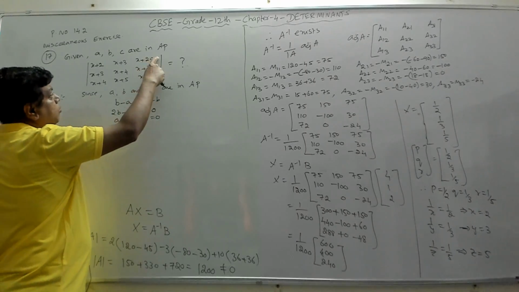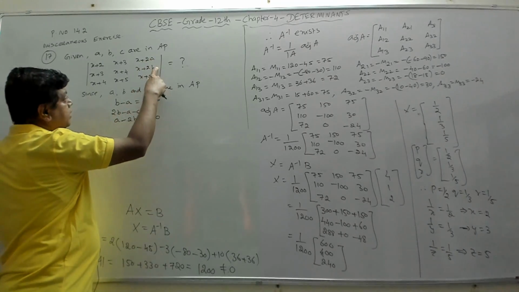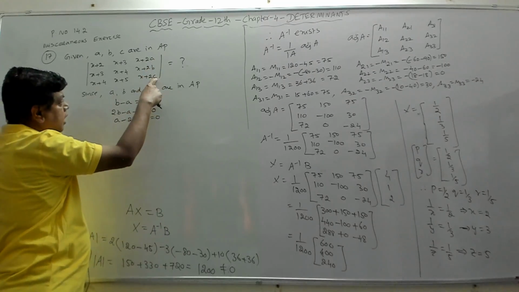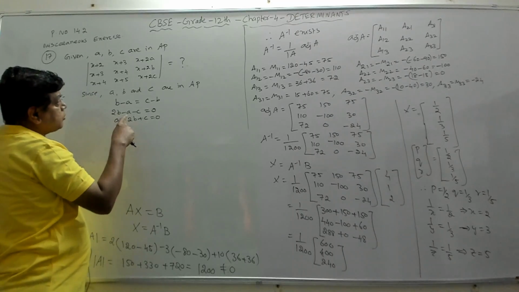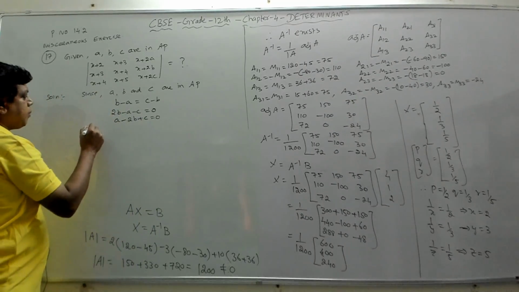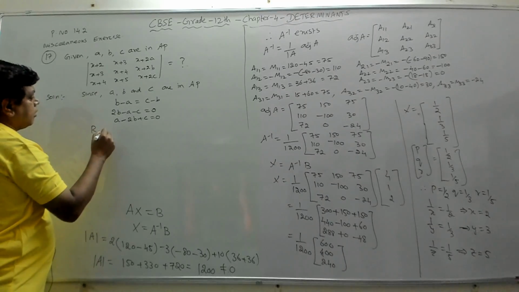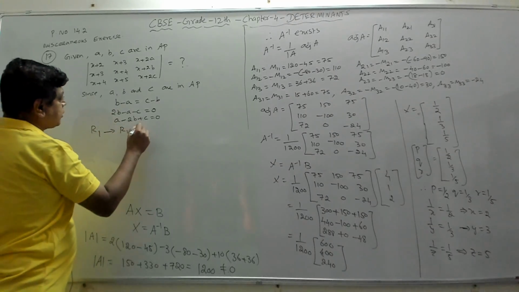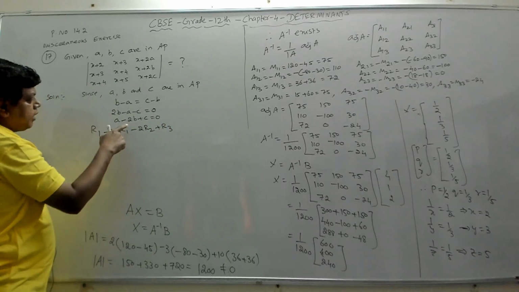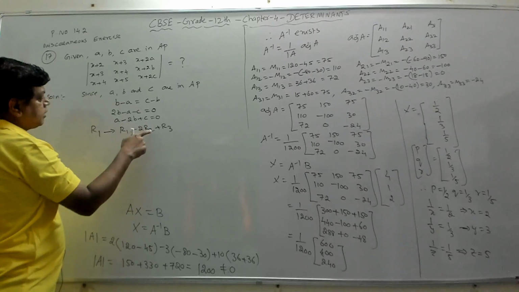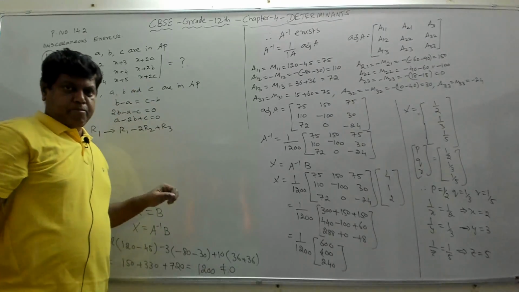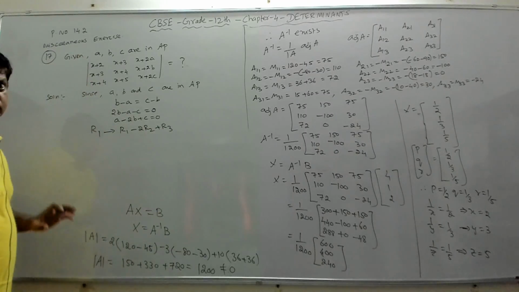So I can say R1 becomes R1 minus 2 times R2 plus R3, because A is in R1, B is in R2, C is in R3. Suppose we apply this: row 1 as row 1 minus 2 times row 2 plus row 3. Row 1 is A, row 2 is B, row 3 is C, and 2 times B, so 2 times R2. Suppose we apply this operation on this determinant, so what do we get?